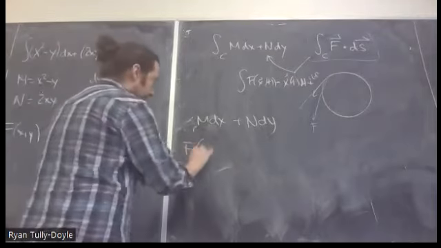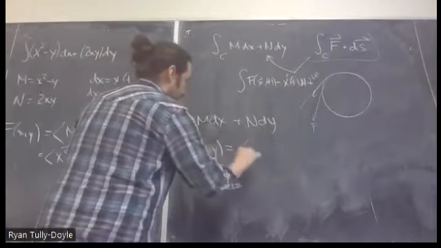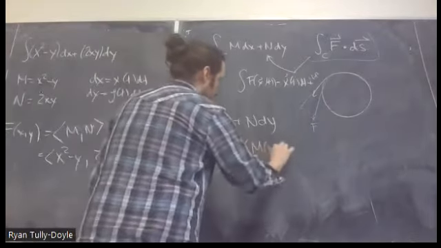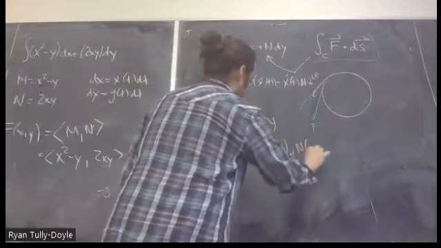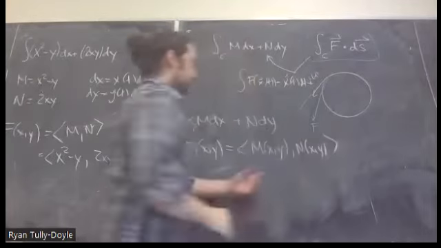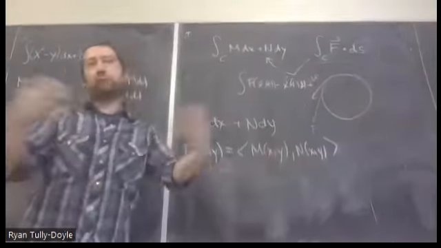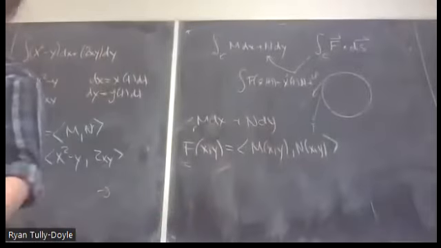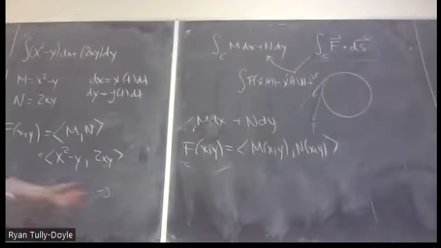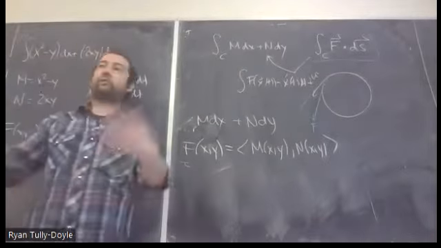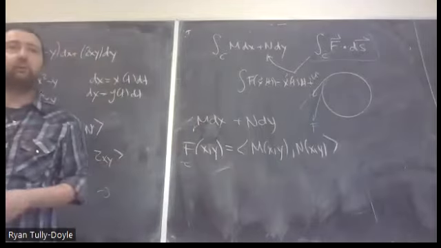But you should be thinking about F of x and y as just, by definition, being M(x,y) comma N(x,y). So these are just the functions that tell you what the arrows look like as you slide around in your vector field domain. The M and the N basically give you how the force field varies as you slide around inside the domain.